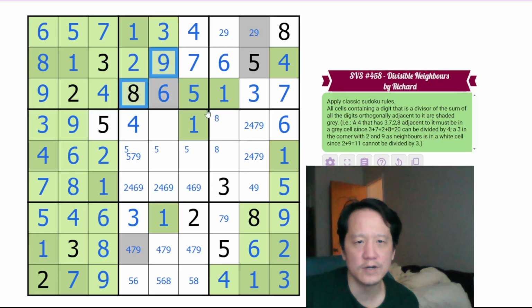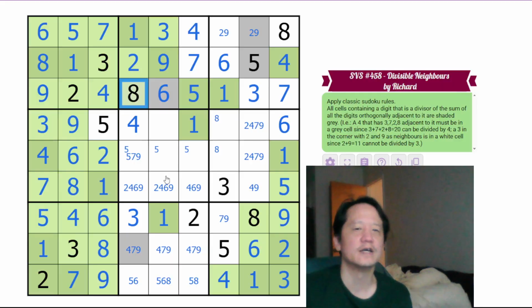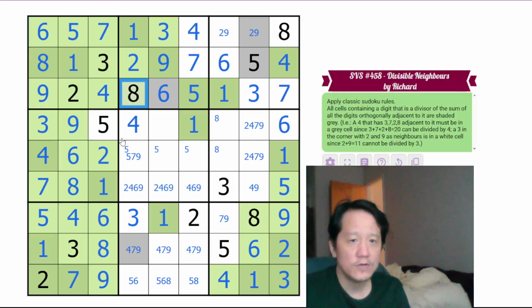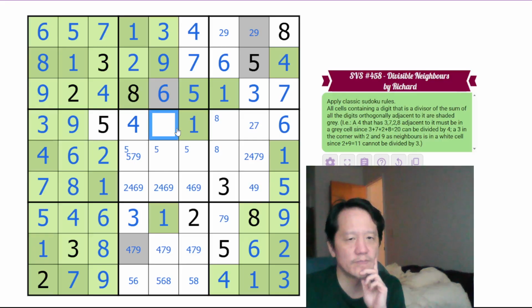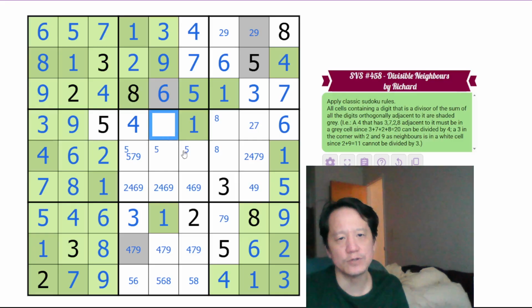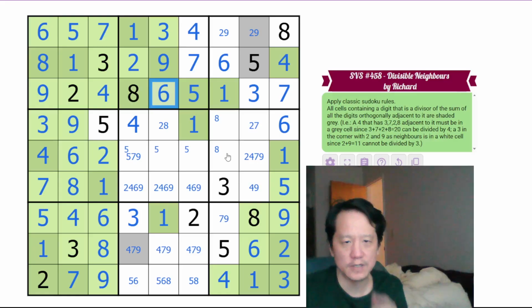6. We have 5, 8, and 9. Which is 22. 4 and 9, eliminate 4 and 9 here. So that's 2 and 7. 22 plus 2 is 24. Plus 8 is 30. And those are both divisible by 6. So this is done. That moves this as 2, 7, or 8.